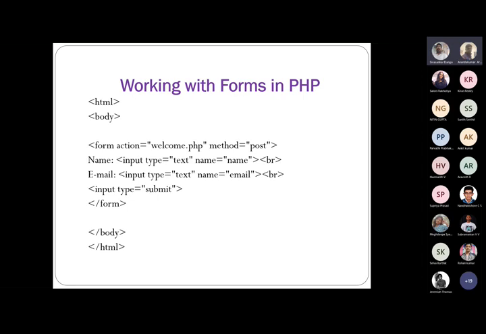Then input type equal to submit. You have two types of buttons: input type equal to submit and input type equal to reset. Whenever you press the submit button, the information will be sent to the form action. This is a normal HTML document. Once you press the submit button, the information in the HTML form will be redirected to this web page, welcome.php. You have two types of form methods: form method equal to get and form method equal to post. So this is how we design a simple form.